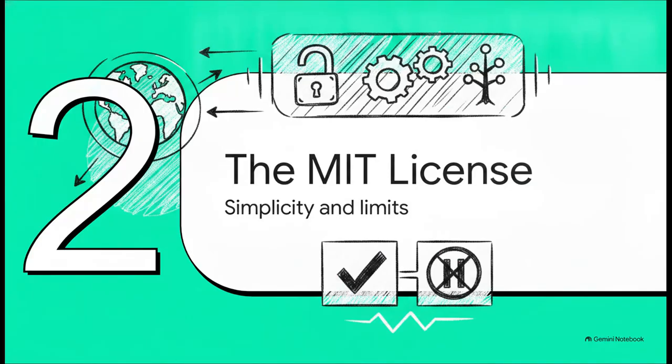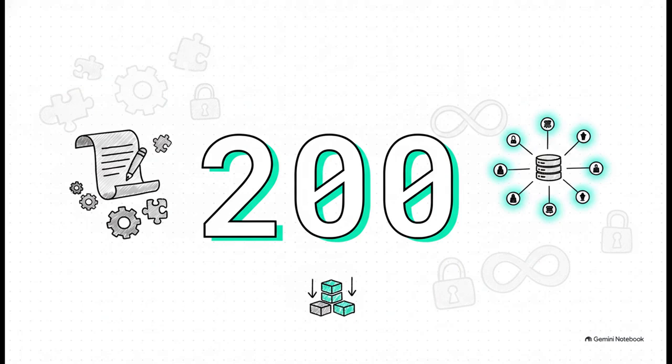Moving on to part two, let's decode the MIT license, looking at its sheer simplicity and, well, its limits. Ever wonder why the MIT license absolutely dominates software projects globally? Honestly, it boils down to this number: 200. The entire license is literally under 200 words. Think about that for a second. It's shorter than the user agreement for a smart toaster. That extreme brevity makes it incredibly frictionless. You just include the original copyright notice, and boom, you've got full permission to copy, merge, publish, and sell.